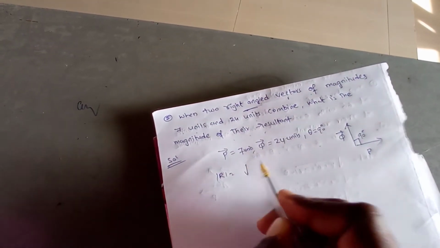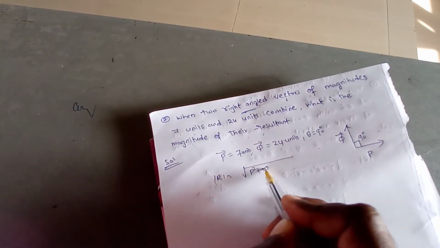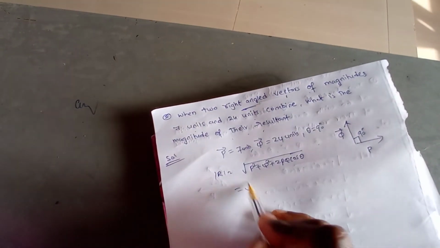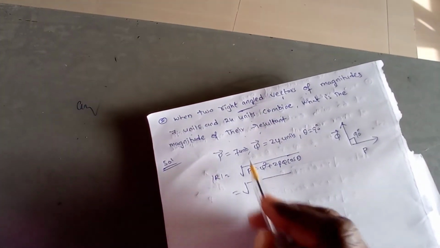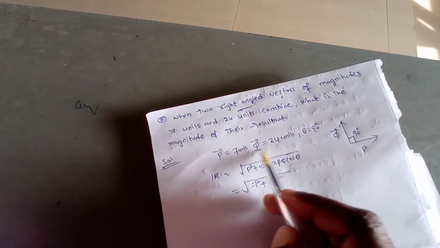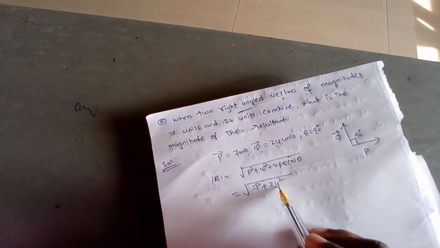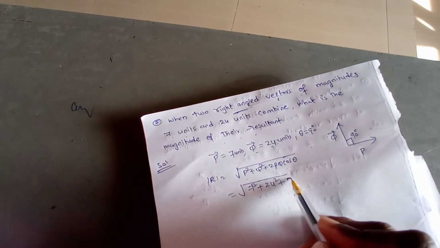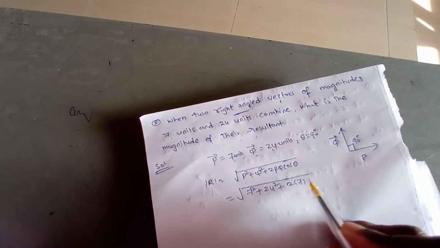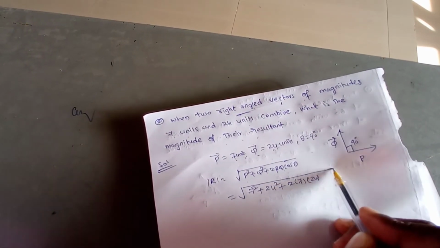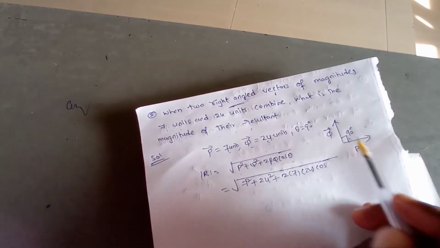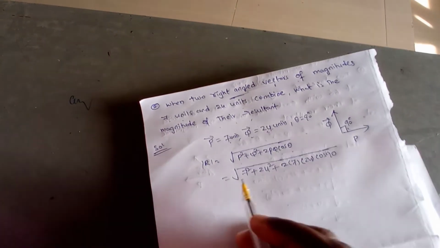R is equal to under root of P square plus Q square plus 2PQ cos theta. Substitute above values in this equation. What is P? That means 7 square. What is Q square? 24 square. Q value is 24, so I substituted 24, plus 2, P means 7 units, what is Q? 24. What is cos theta? What is theta? Theta is the angle between these two vectors, that is 90 degrees. Cos 90.